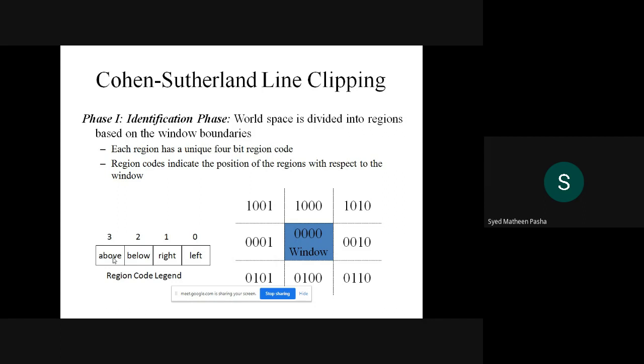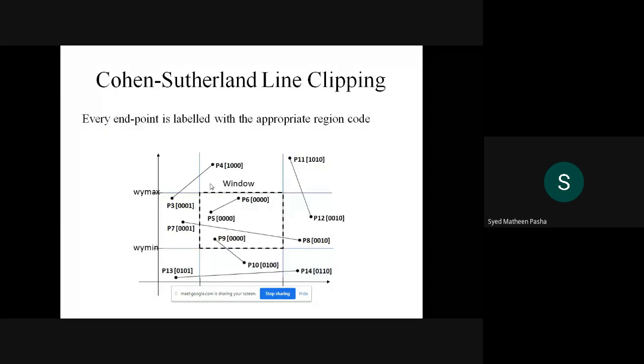Basically, in the identification phase, once you have checked if the line is visible, invisible, or comes under clipping, you'll divide the world space into 9 regions, and you'll give a specific name, a specific code, to each region. What does region code tell? I can call that name, that identification number, the region code. Region code indicates the position of each region with respect to the window being displayed. So this is the first phase.